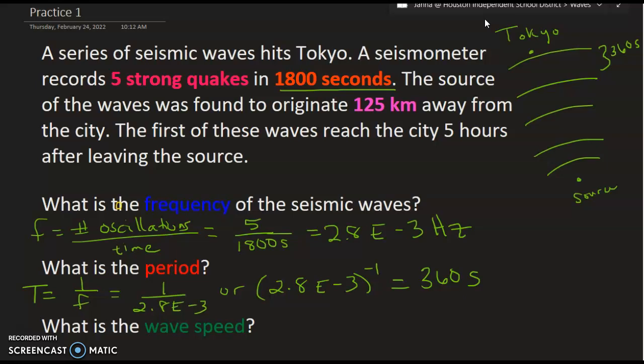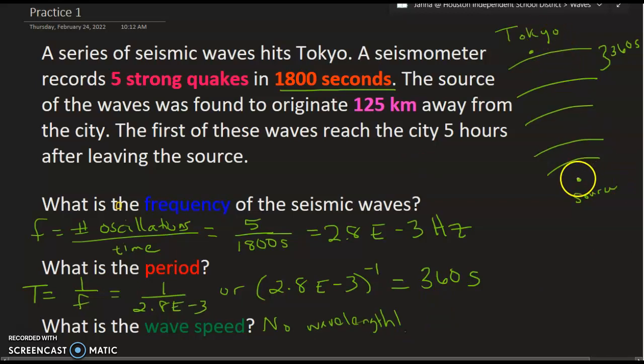And what is the wave speed? Well, wave speed is how fast a wave travels from a source, and it's also equal to the wavelength times the frequency. I don't have the wavelength. No wavelength. But I do know how far the waves traveled per unit time. So we will have to use speed is equal to distance over time. Because I don't have the wavelength, but I know how fast these waves were coming in.